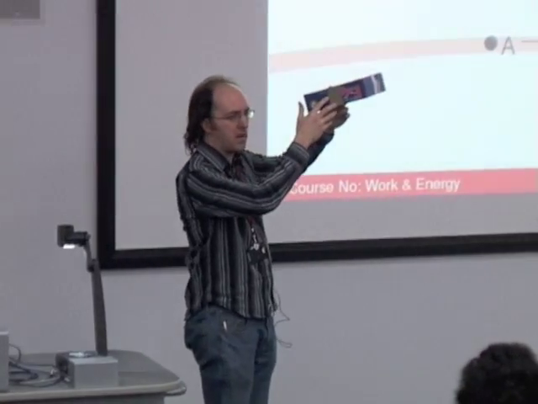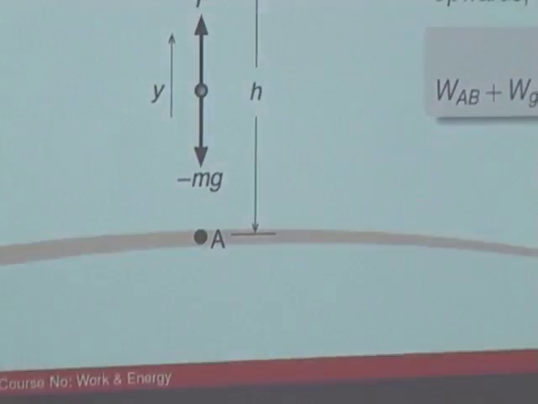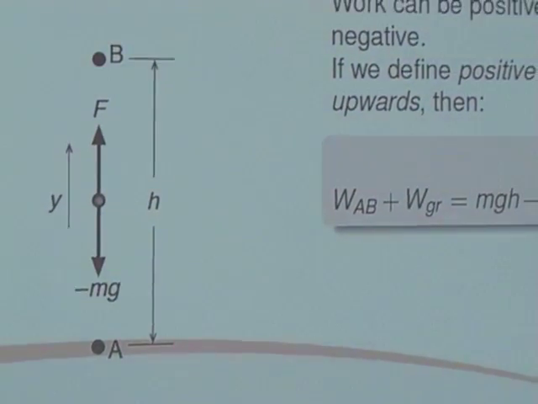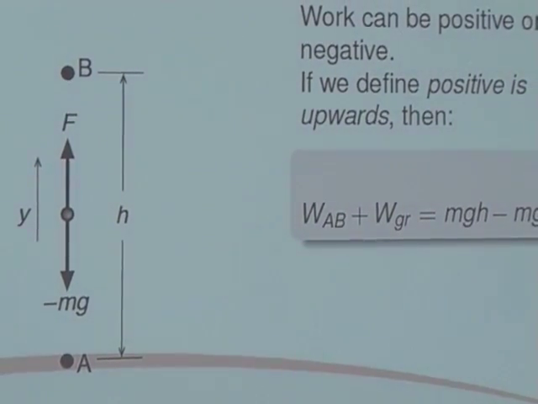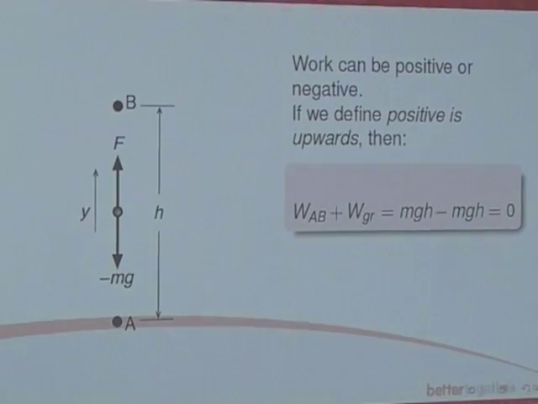Obviously, I'm applying mgh to lift the box up, and then gravity is doing minus mgh to pull the box back down again. And you add those two together, you end up getting 0. So net work can be 0. And at the moment, the table is doing work to keep the box up. Obviously, if the table wasn't there, gravity would pull it down. And then the ground would be doing work to keep the box up.